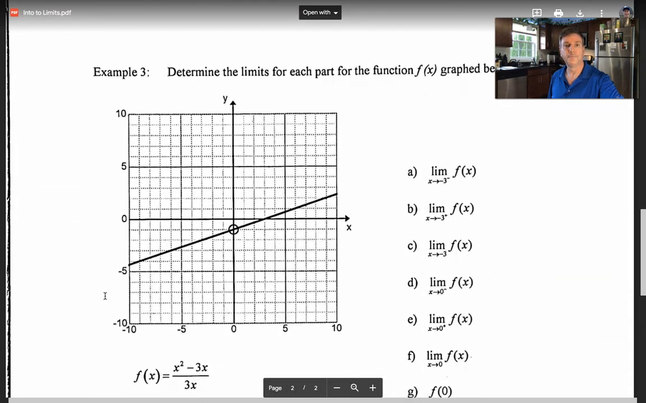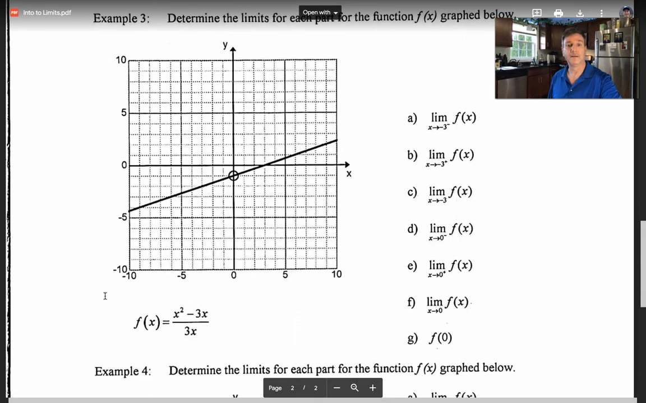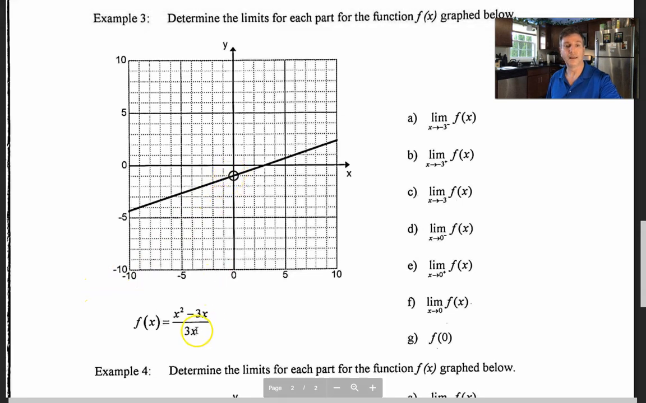Example 3. We're going to take a look at each part of these. And this is the graph of this function here: x squared minus 3x over 3x, which would have a hole here at 0 because we can't have 0 in the denominator, so it's got this hole here. As we approach -3 from the left, we're approaching -2, so part A's answer is -2. As we approach -3 from the right, we're approaching -2, so part B's answer is -2.